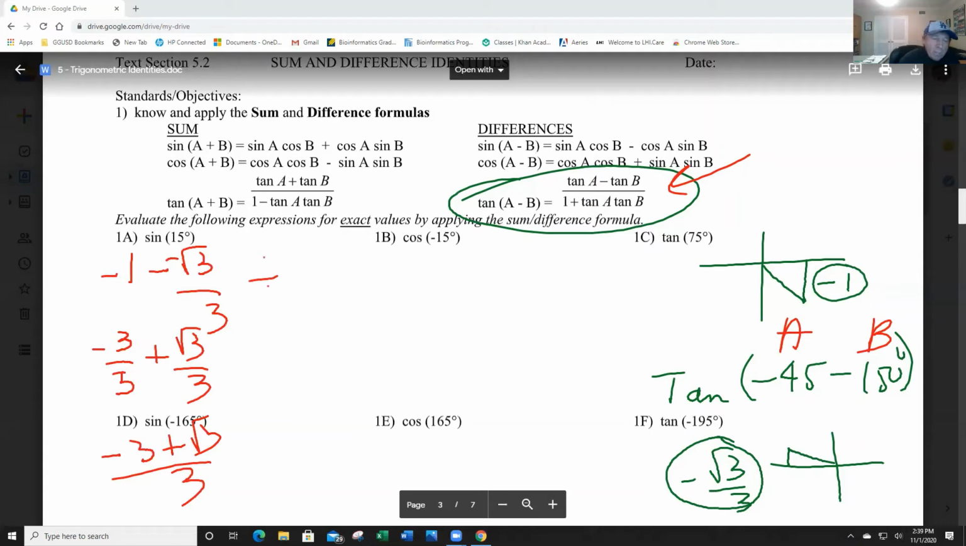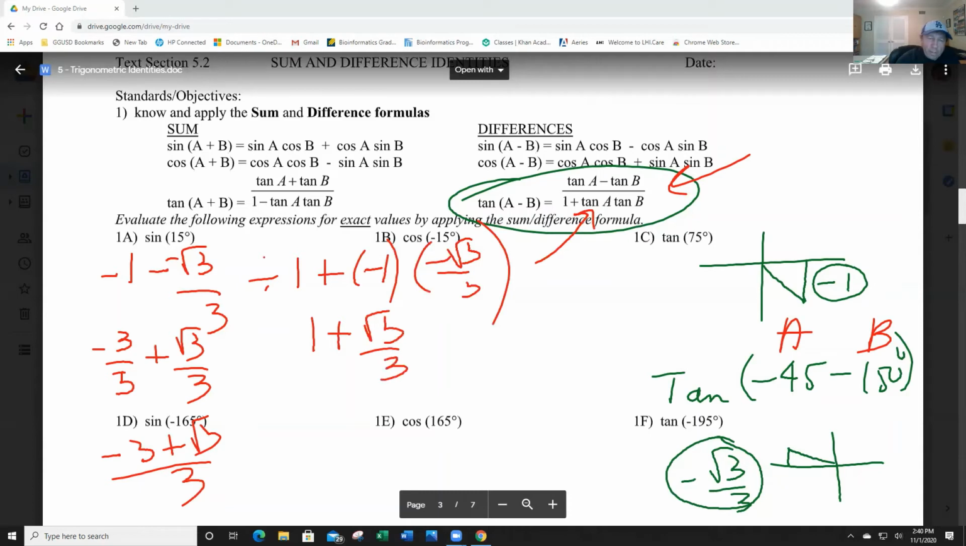Back up here, divided by, and here's the second part right here, divided by 1 plus tangent of A, which is -1, times the tangent of B, which is negative radical 3 over 3. Okay? And that comes out 1 plus radical 3 over 3. And again, I'm going to change this to 3 over 3. So we got that divided by 3 plus radical 3 over 3.